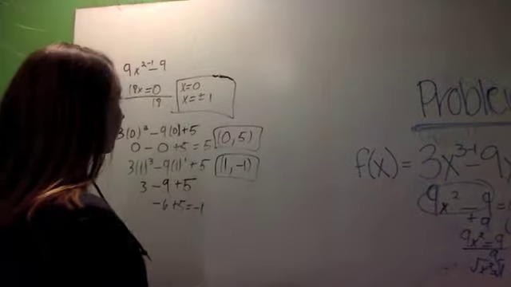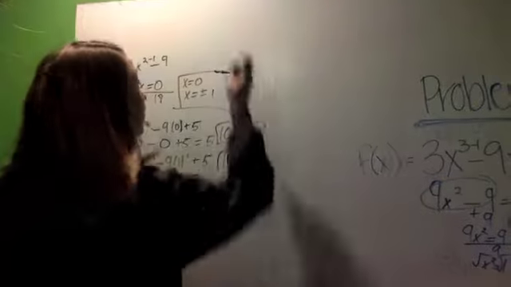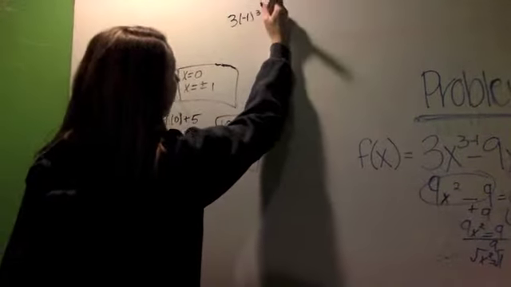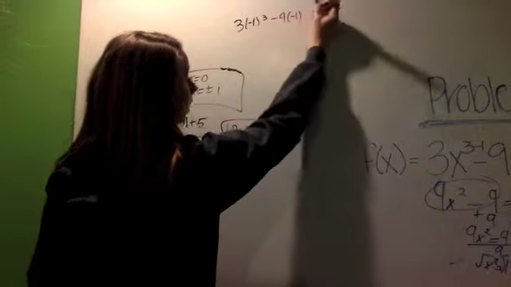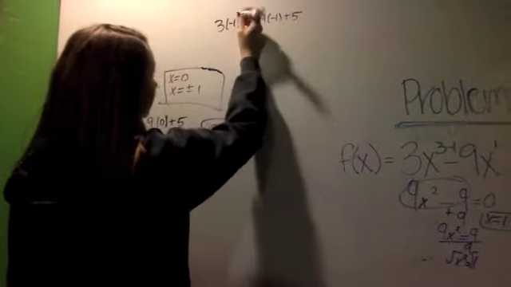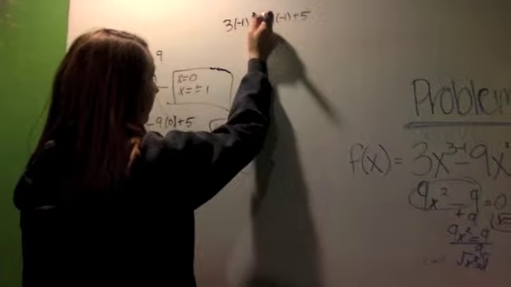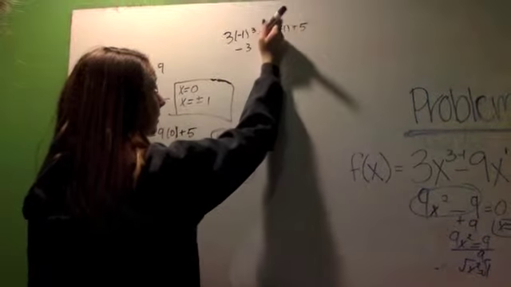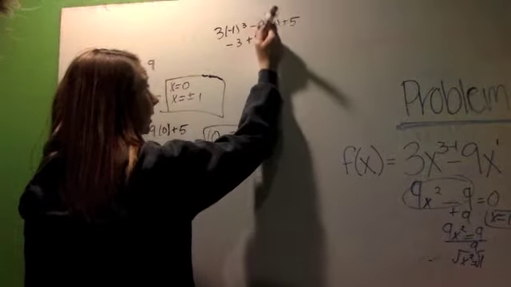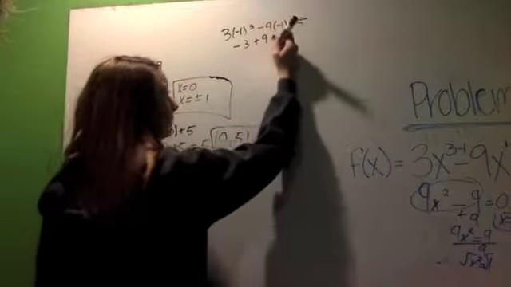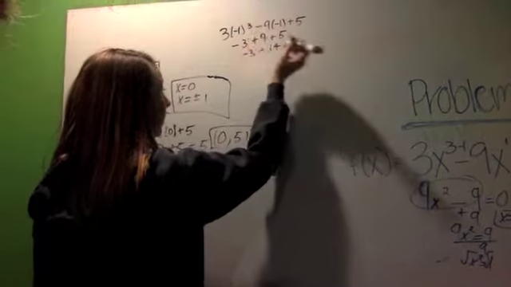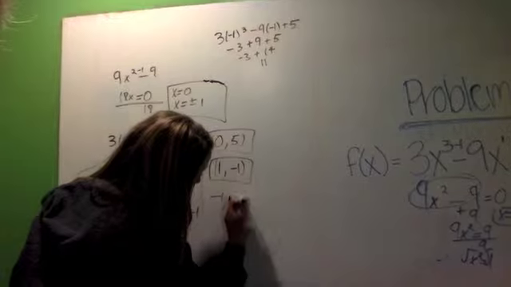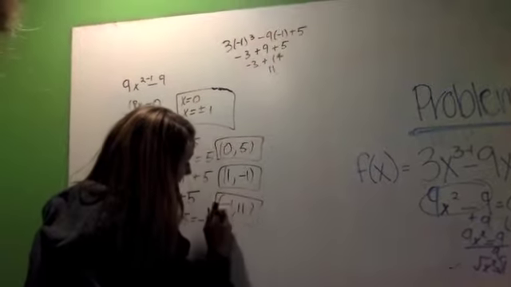Okay, so the last thing we have to do is plug negative 1 into our original problem. So 3 times negative 1 to the third minus 9 times negative 1 plus 5. So negative 1 to the third is still negative 1, so negative 1 times 3 is negative 3, and then negative 1 times negative 9 would be positive 9 plus 5. So 9 plus 5 is 14, plus negative 3 would be 11. So the critical point would be negative 1, 11. And then you're done.